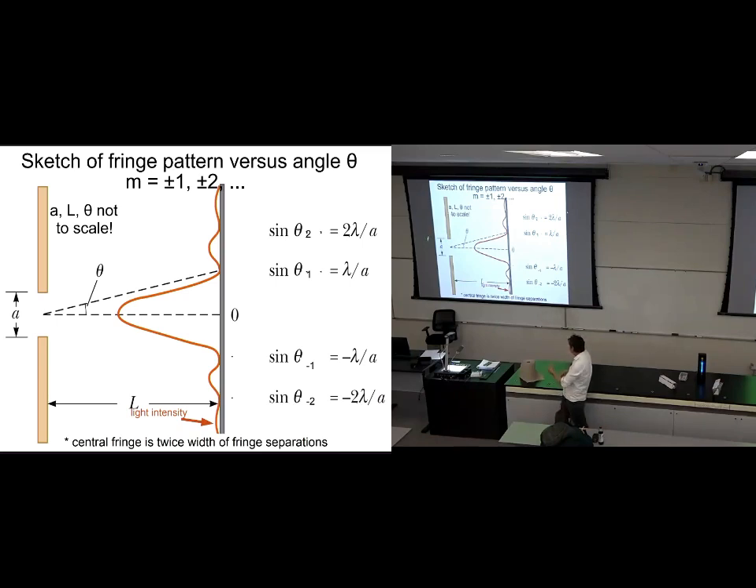I should say something here. This picture is misleading because it's absolutely not to scale. So it's absolutely not to scale. A, the slit width, has to be tiny.